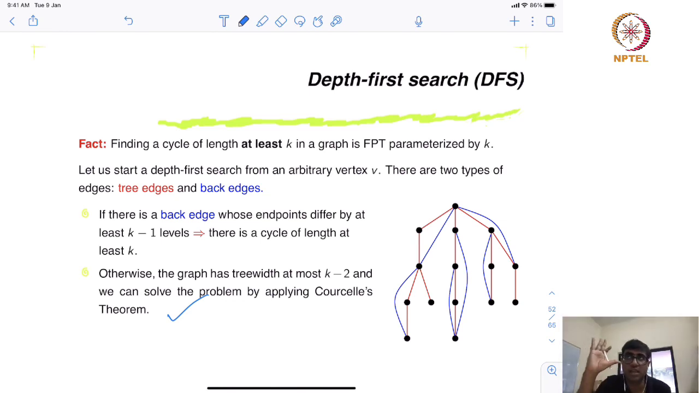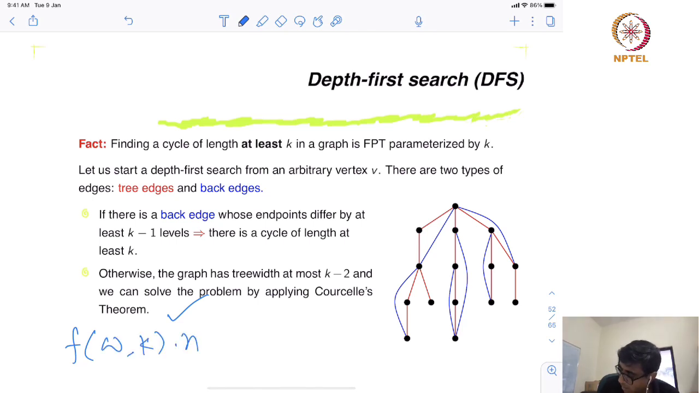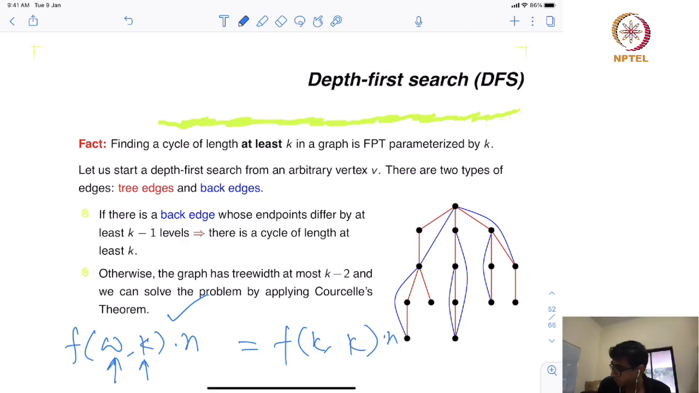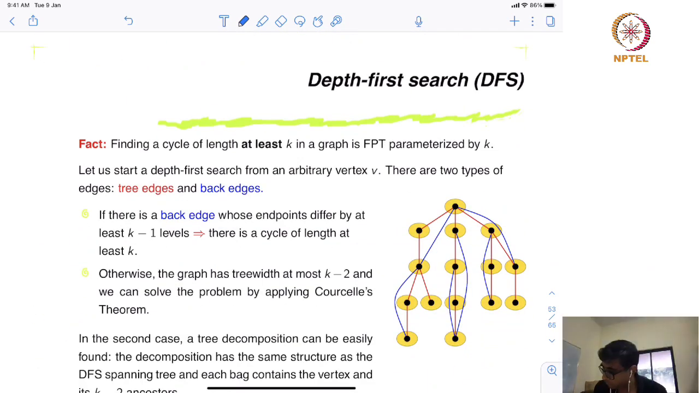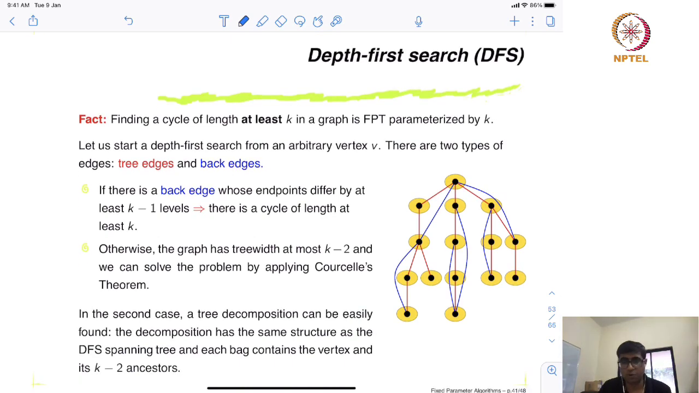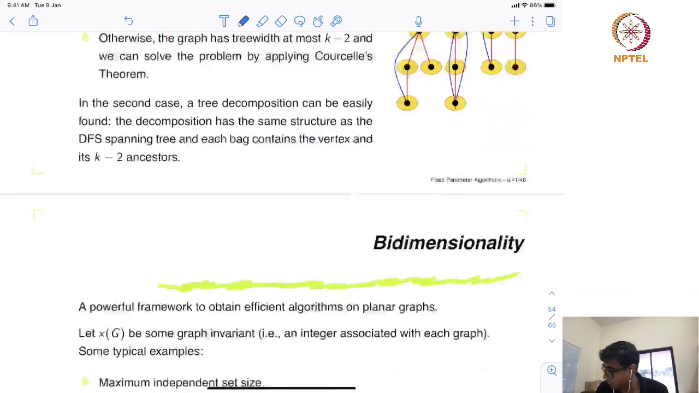We have already done this. Once the graph has bounded treewidth, we did not do anything in our first lecture, but now we know Courcelle's theorem. We can write down this formula, and using this we can show that finding a cycle of length at least k in a graph is FPT parameterized by k. Because the running time will be f of w, k times n, where k is the length of the formula, and w also becomes k. So you are done. We have already seen this, so I will leave this out.